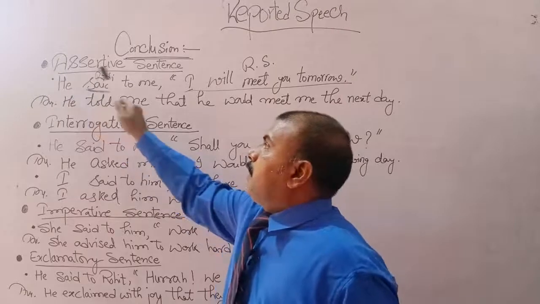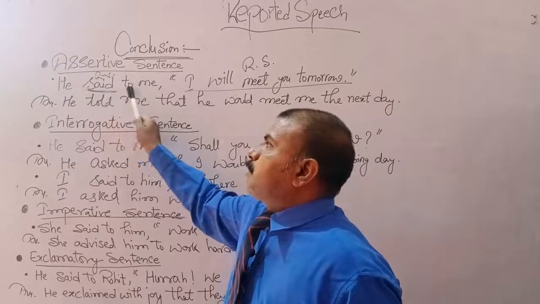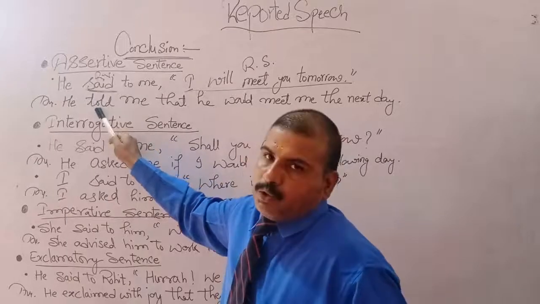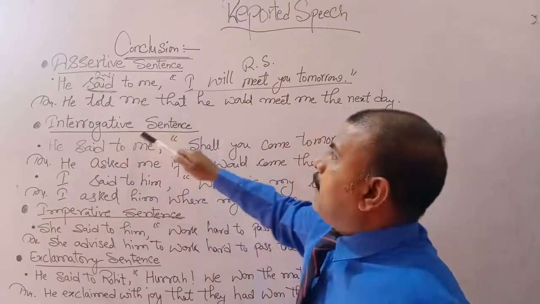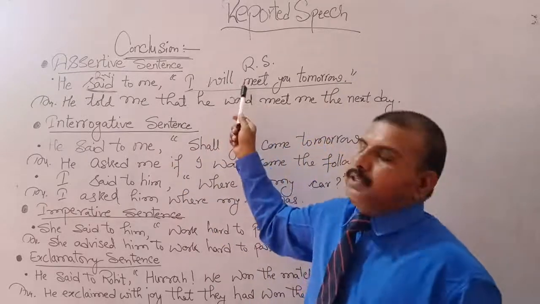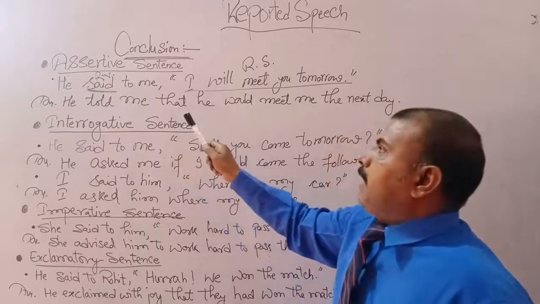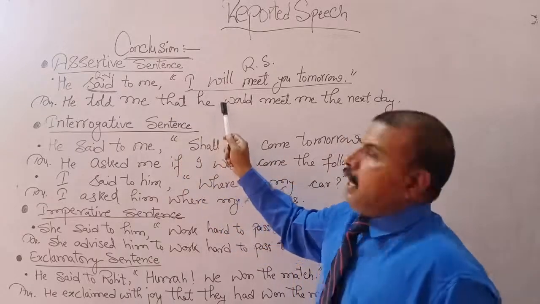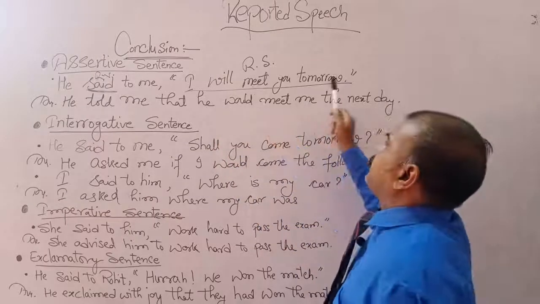As the listener is mentioned here, we replace said to with told. So, he told me, and as the reported speech denotes an assertive sentence, we use the conjunction that. After that we need a subject, and that subject we get from the reported speech: "I will meet you tomorrow."